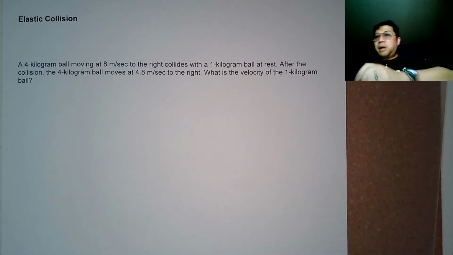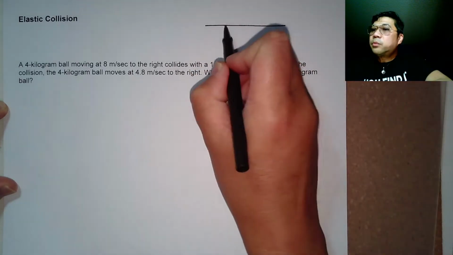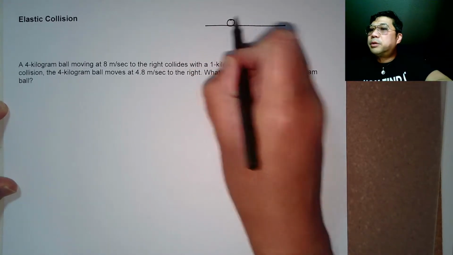Okay, so welcome back. In this video, we will be talking about elastic collision. Elastic collision is basically a collision where they don't touch each other. So it's a perfect collision. An example of elastic collision is carts, for example inside the lab, where we have two carts that are about to hit each other.